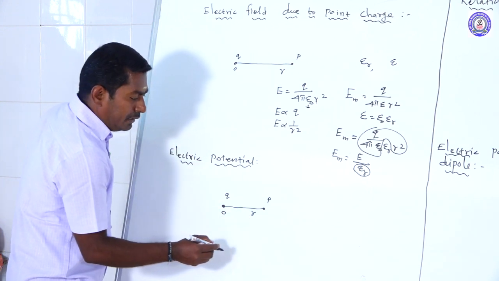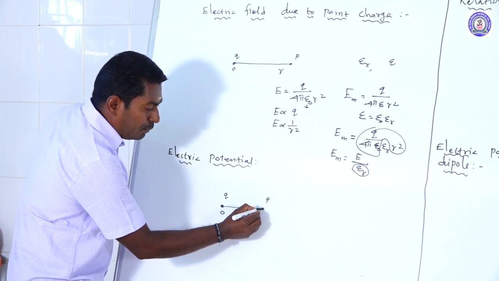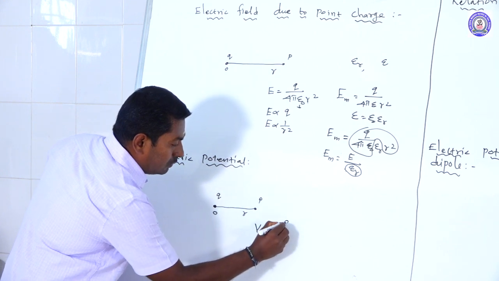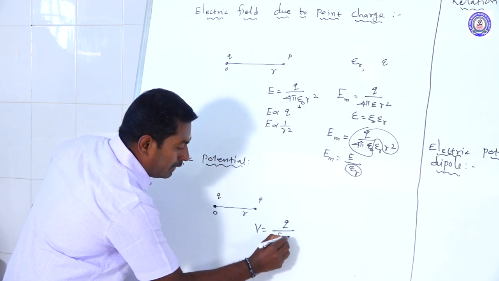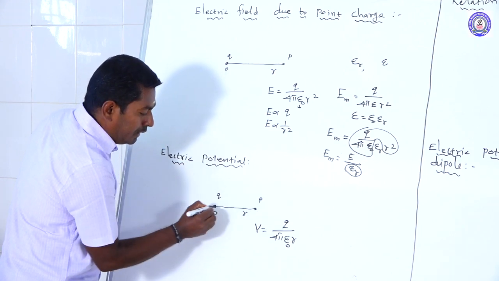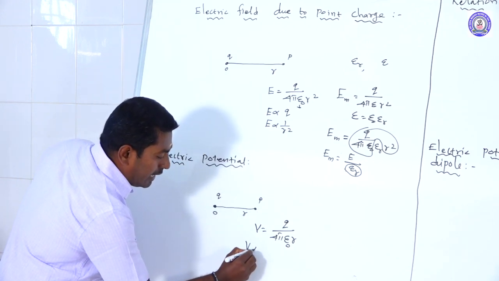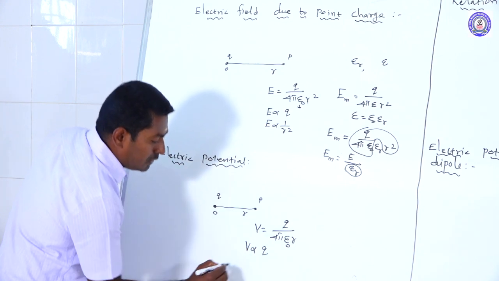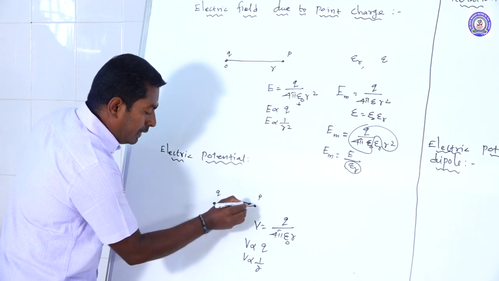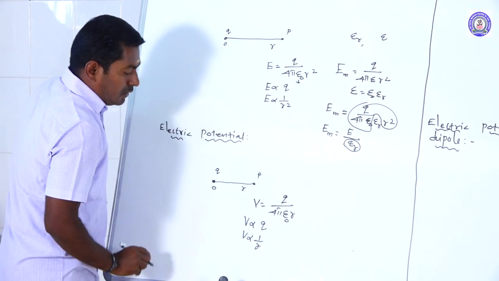Our aim is to determine the electric potential at a point P due to a point charge. V is equal to Q divided by 4 pi epsilon naught R. So the electric potential at a point P due to a point charge is directly proportional to the magnitude of charge and inversely proportional to the distance of the point P from the point charge Q.